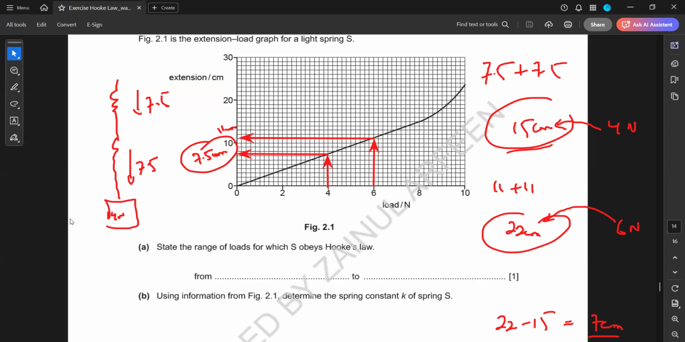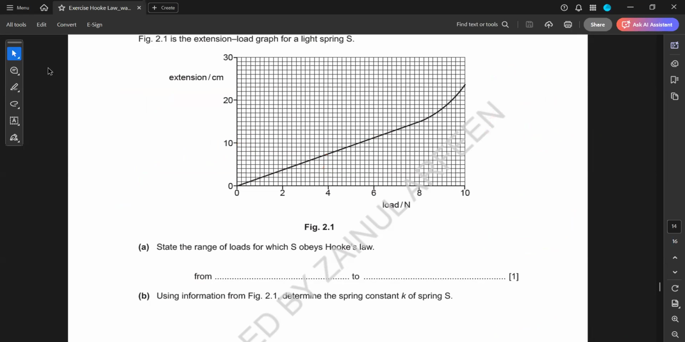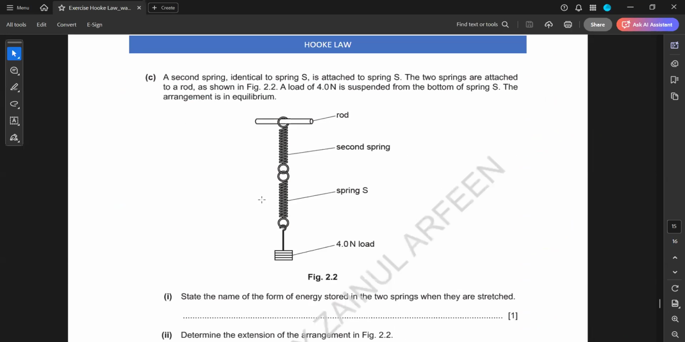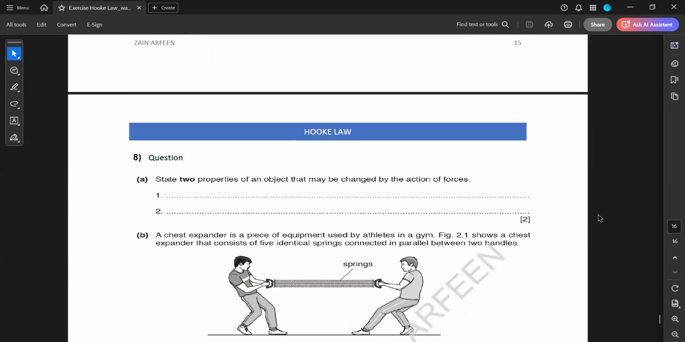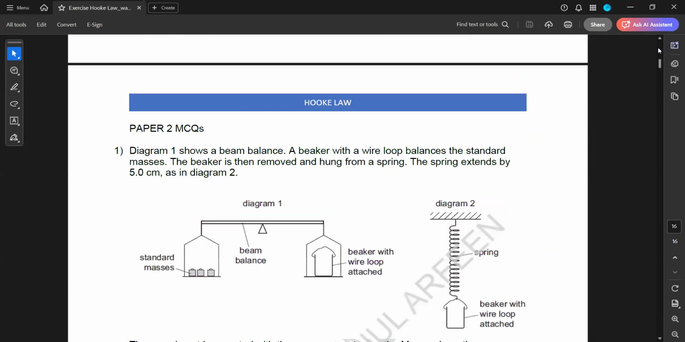Is it clear, this one? Yeah. Yes. Okay. So this was our exercise related to Hooke's law.